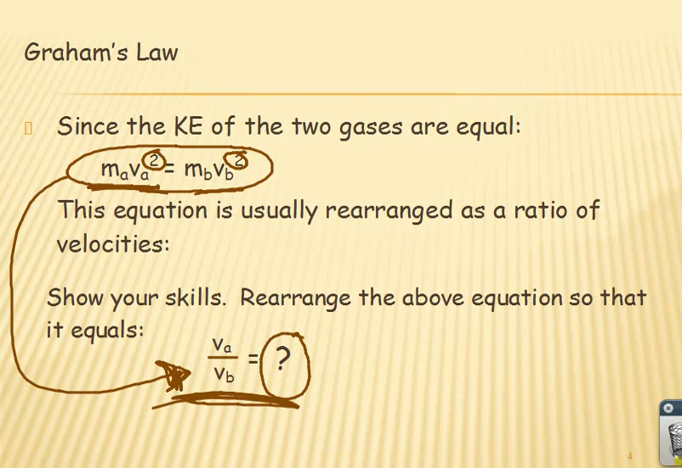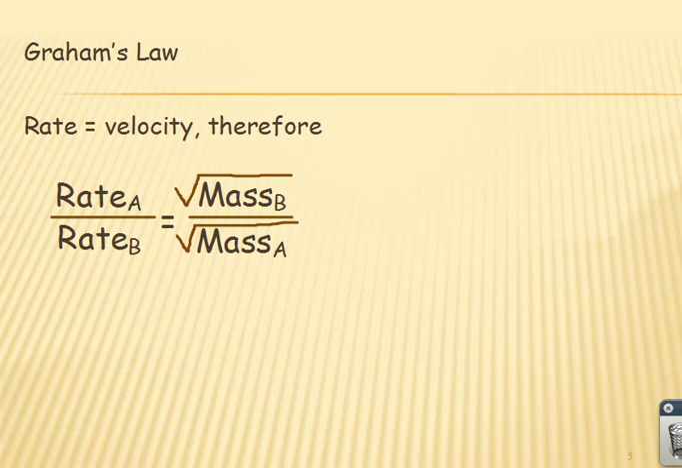All right, so we're able to solve it. So what we want to do is divide both sides by VB squared, and then divide both sides by MA, and then take the square root of both sides. And so the final result is this formula right here, with a rate, which is the same as velocity. Velocity is just a rate of speed.